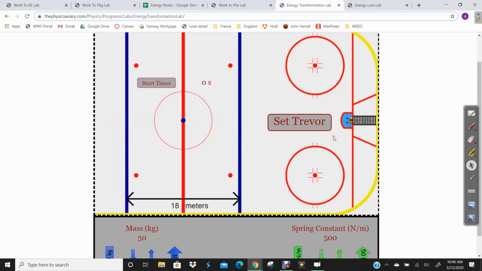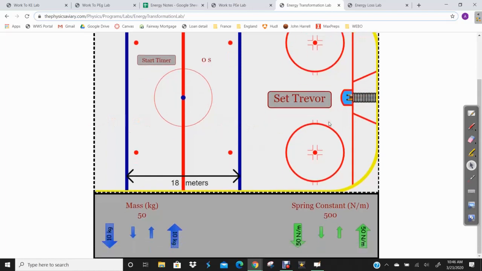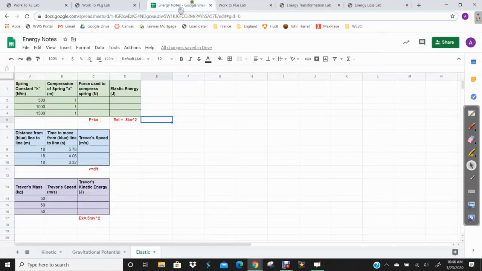Okay? So we're going to go back to our spreadsheet here, and we're going to look at 3 different spring constants. You guys will remember that spring constant is essentially how stiff the spring is. It's how much force is stored up in each meter of the spring. So we're going to increase our spring constant. We're going to make that spring more and more stiff. We're going to compress the spring 1 meter each time. And then we are going to see what's the restoration force.